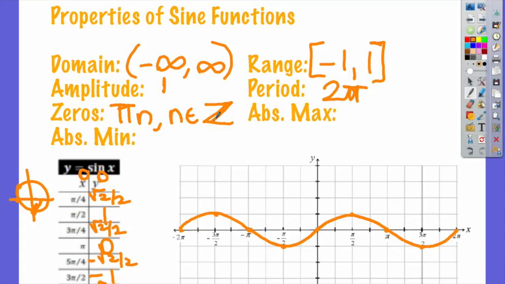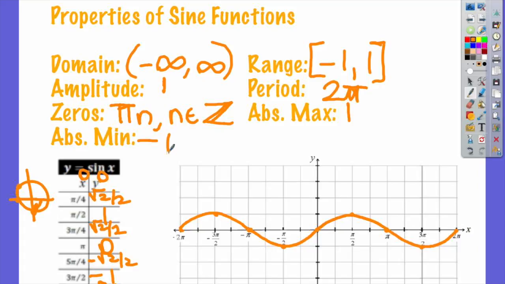Absolute max. We talked about that one back in lesson 3. It is 1. The highest that it can go. What's the absolute min? -1. And those are your properties of your sine function. You got a nice curve there. Bada bing, bada boom. Questions on sine?